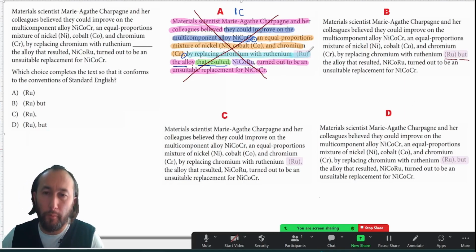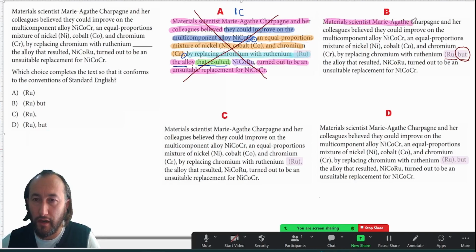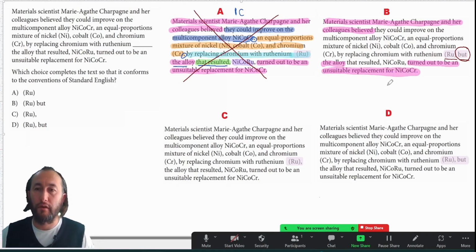So B is actually not bad. I mean, it's very close to the right answer, but it's got a problem. But is a FANBOYS. As I said here, we got independent clauses. Look, materials scientist Maria Agathe Chapin and her colleagues believed they can improve this substance, or the alloy. How? By replacing chromium with ruthenium. But the alloy turned out to be an unsuitable replacement for NiCoCr.